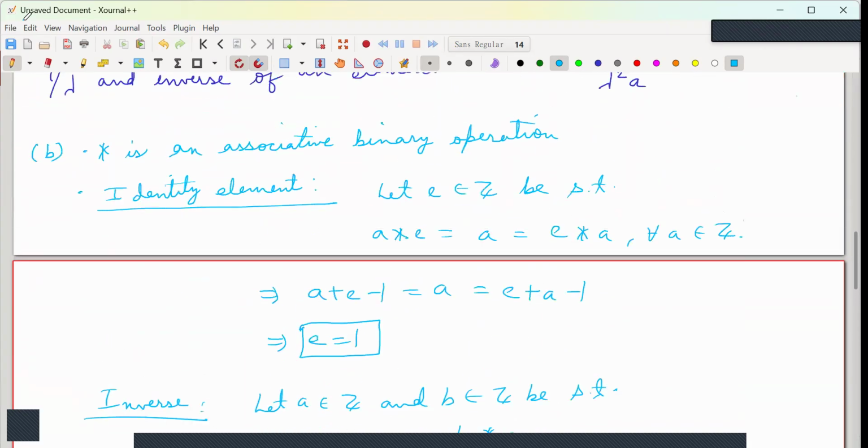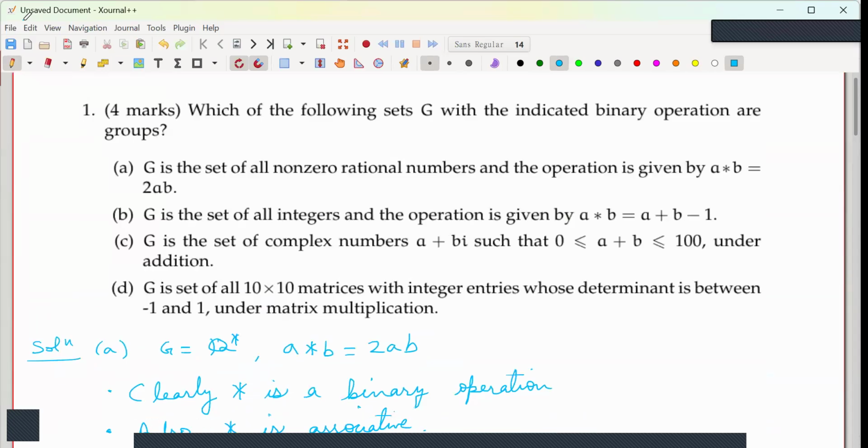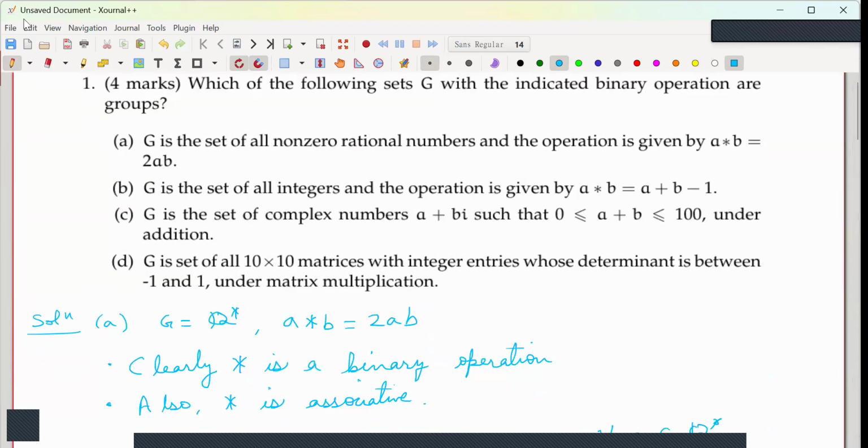Now, let's come back to problem third. This is very interesting. Thanks, Prerna. So now this should be easy. G is the set of complex numbers a plus bi such that 0 less than or equal to a plus b less than or equal to 100 under addition. So does it form a group?